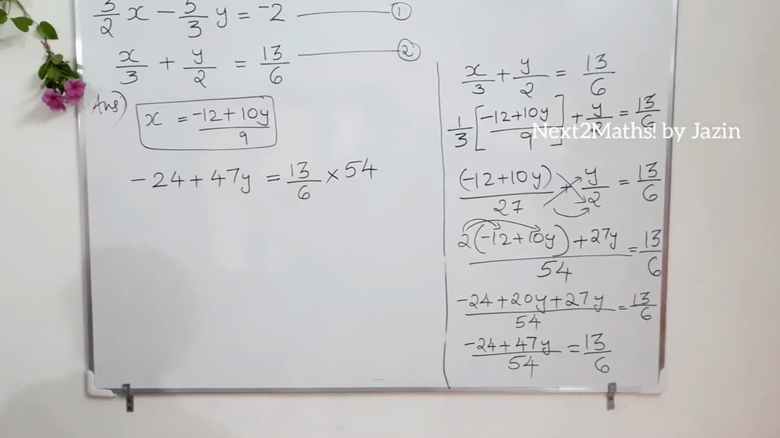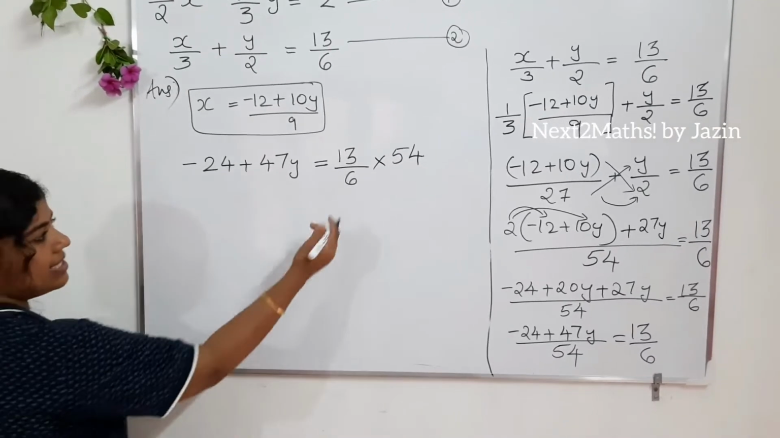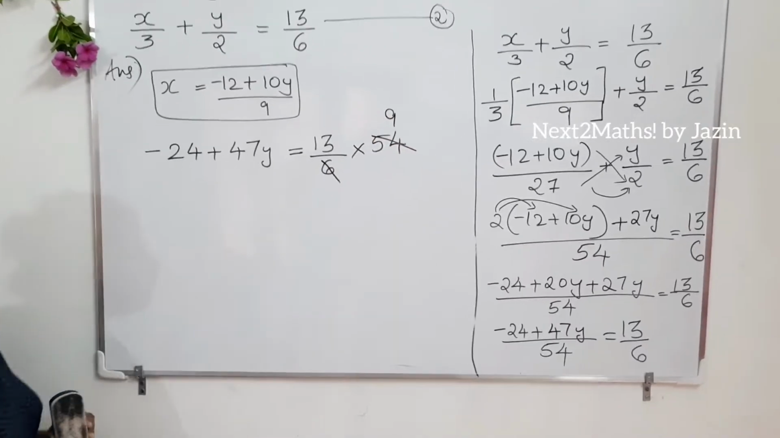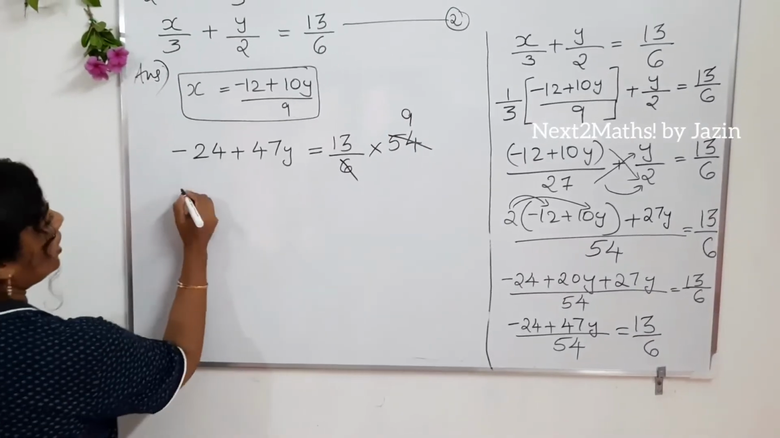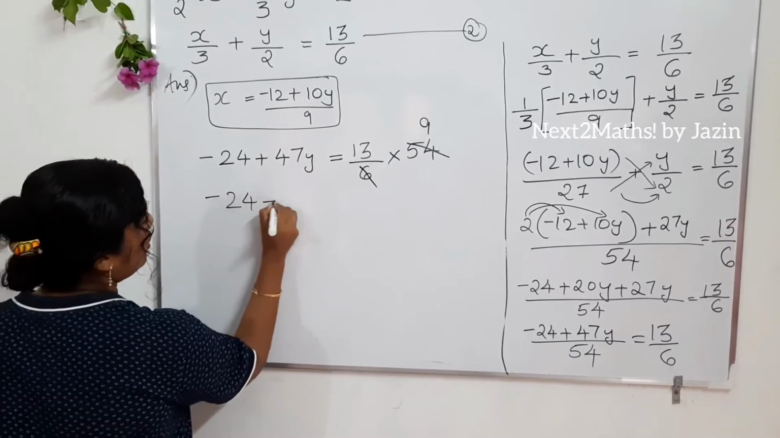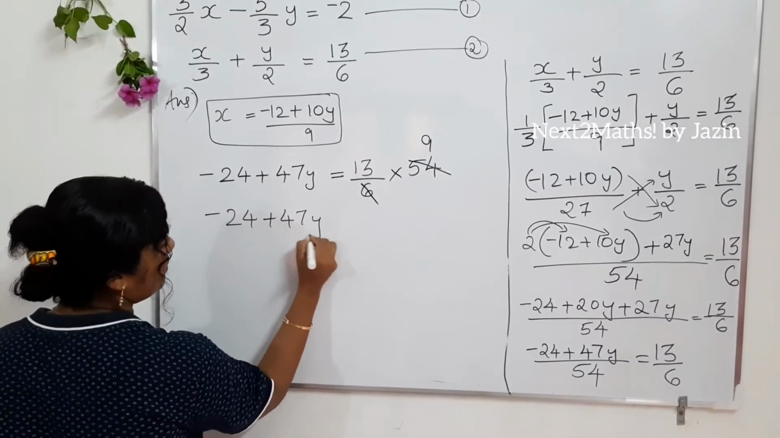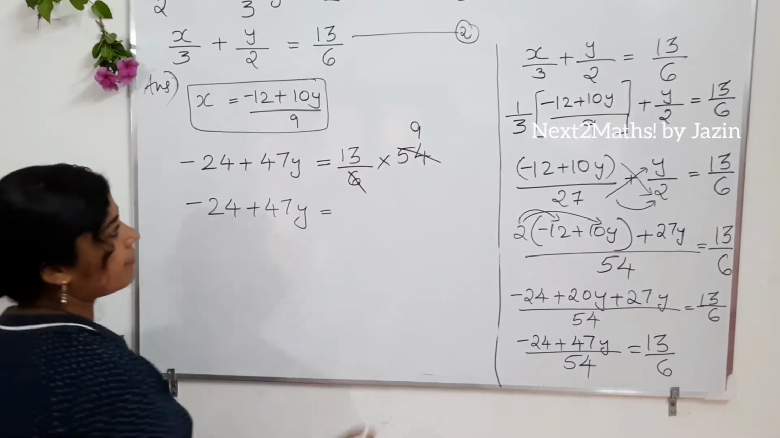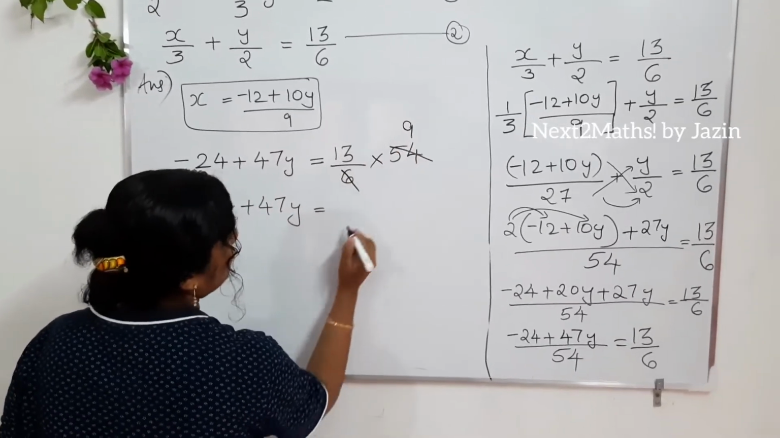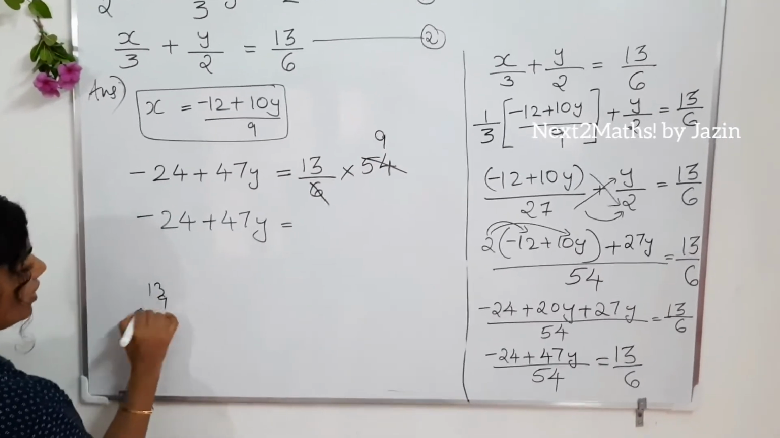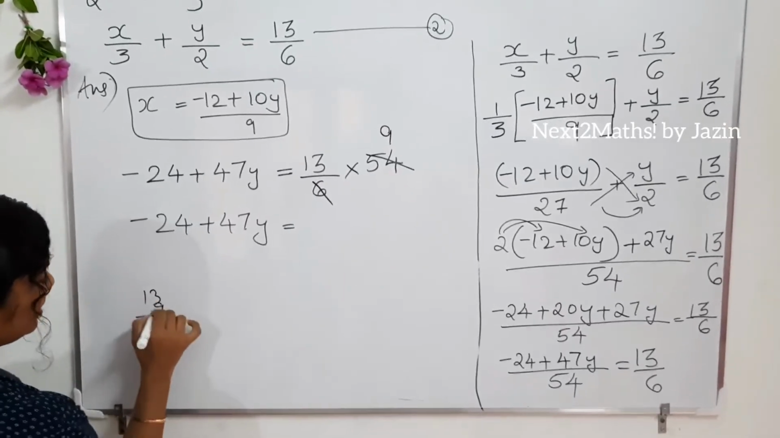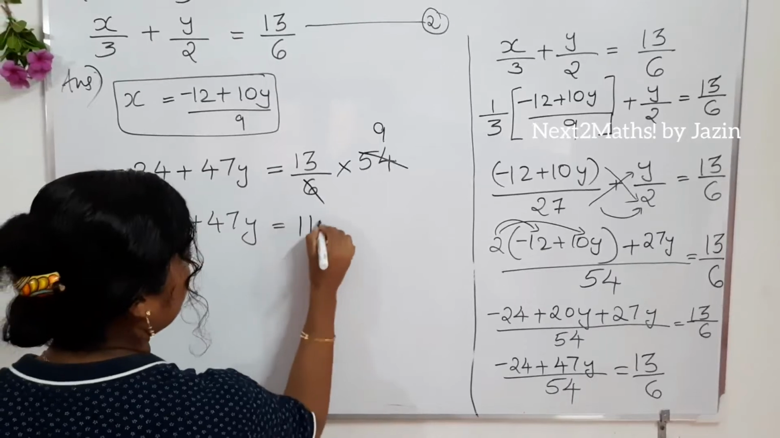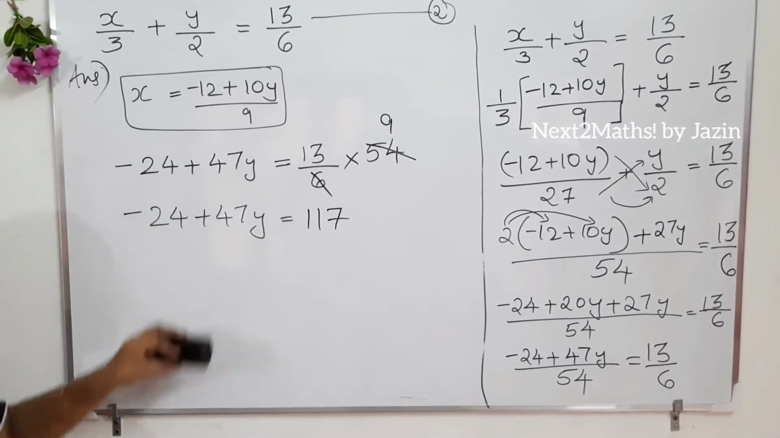Now what is happening? You can cancel this 6 with the 54. We know 9 sixes are 54. Now minus 24 plus 47y equal to 13 into 9. 13 into 9, 9 threes is 117, you will get it. 117, yes. That 117 you can write there.